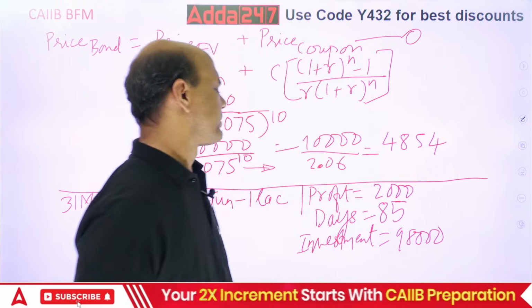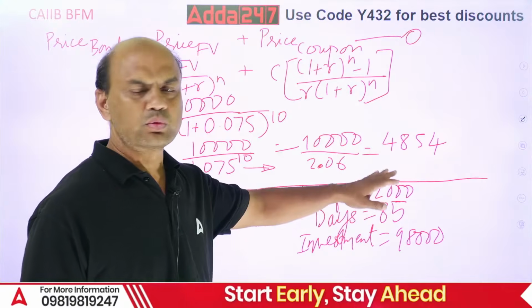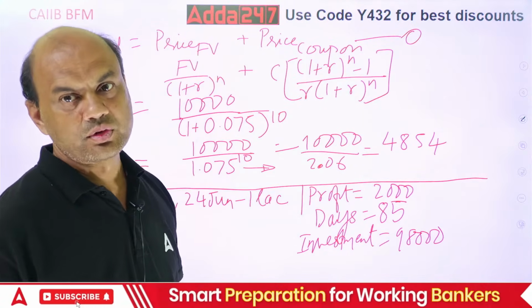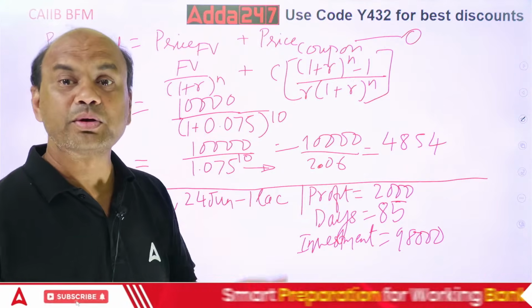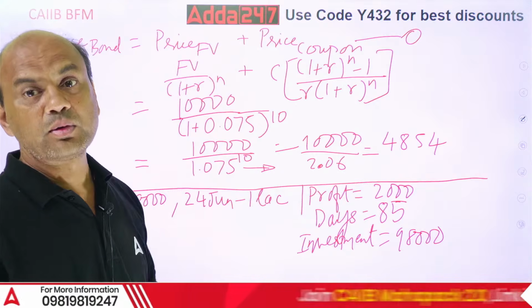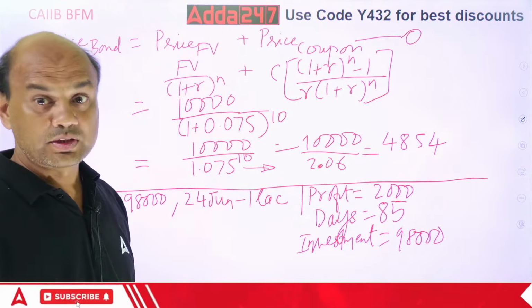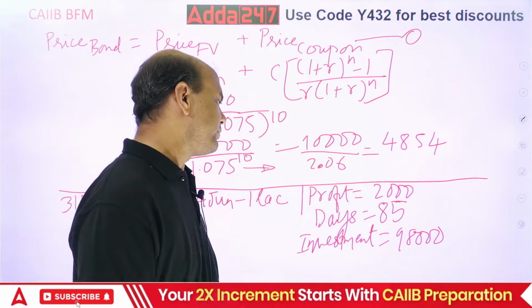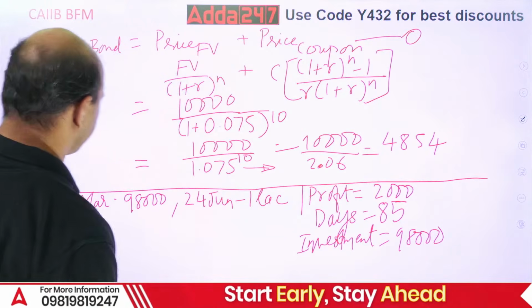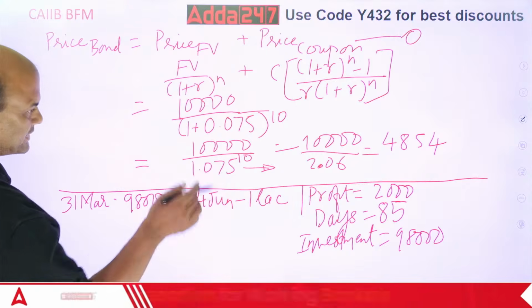See, in 85 days, I am getting 2,000 on an investment of 98,000. So yearly, how much will I get? This you have to find out now. First, find out this profit percentage.